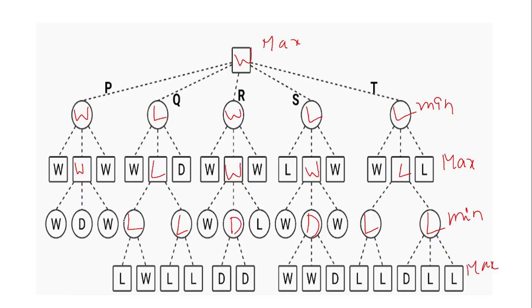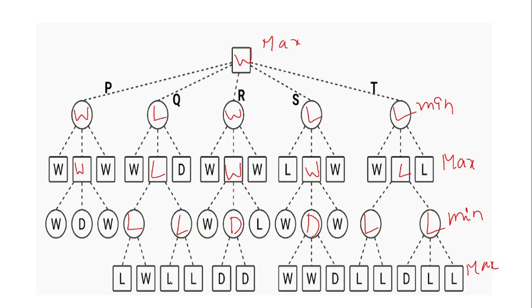Okay, so if you see here, we are not having any value, we need to write the value here. It is a minimum node, so it will always try to minimize the value. So the values connected to this minimum node are L and W. Among these two, which is the minimum? We have lose and win, and the minimum according to the game is lose. So that's why we kept L here.